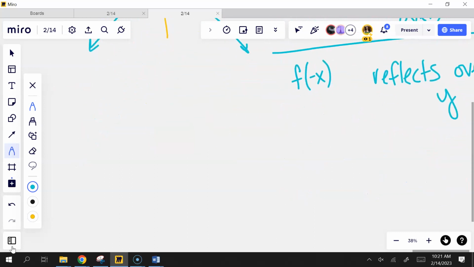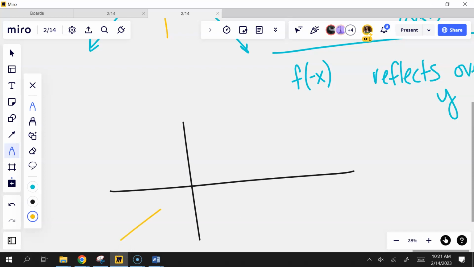Well, think about even if I reflected that over y, it'd flip, right? So this point would be over here. This point would be over here. So I could still reflect that over y. The square root could, yeah.